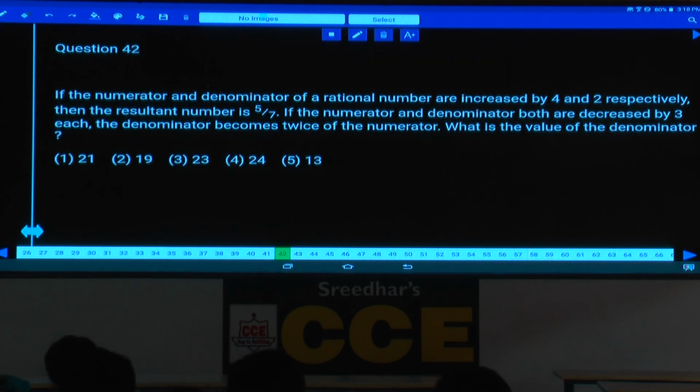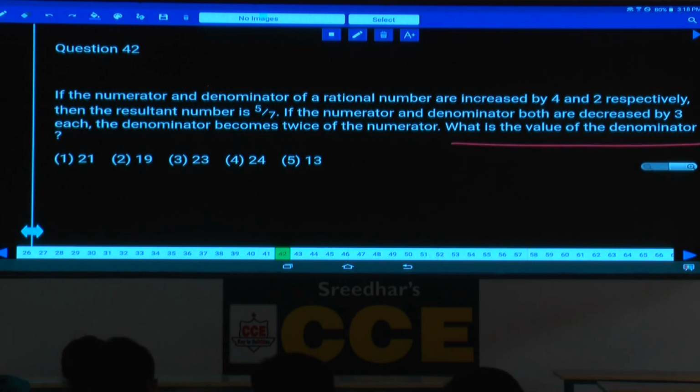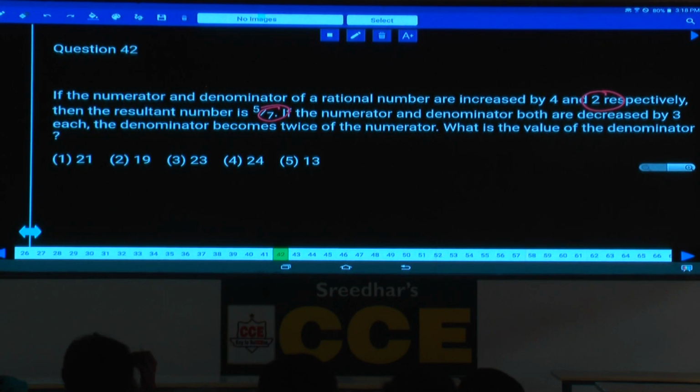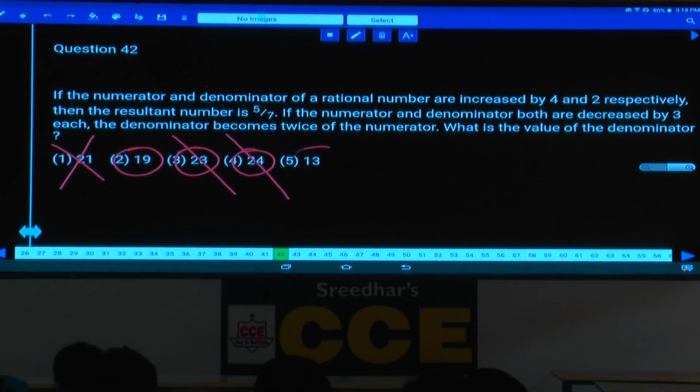Next, if the numerator and denominator of a rational number are increased by 4 and 2 respectively, the resultant number is 5 by 7. What is the value of denominator? You asked about denominator, right? How much are you adding to denominator? 2. Then it should become a multiple of 7. This number is directly a multiple of 7, so it cannot be your answer. If you add 2 to this number, will that be a multiple of 7? If you add 2, 26, no. Add 2, 15, no. Answer, 19, over.